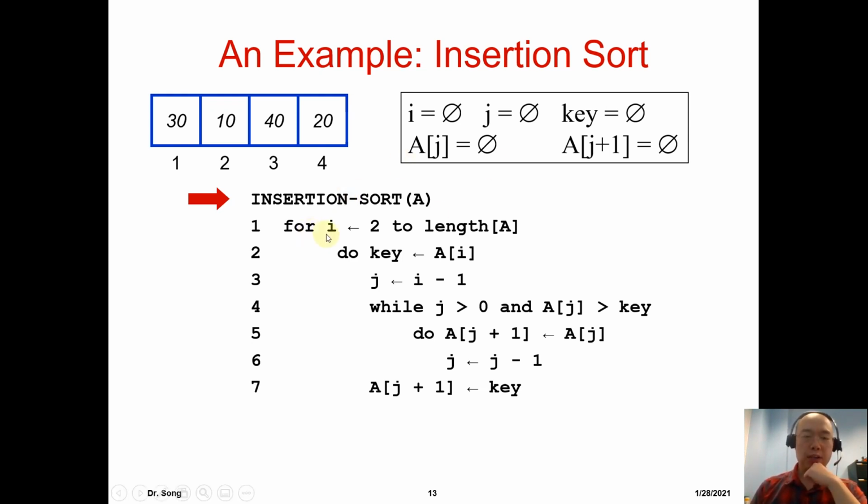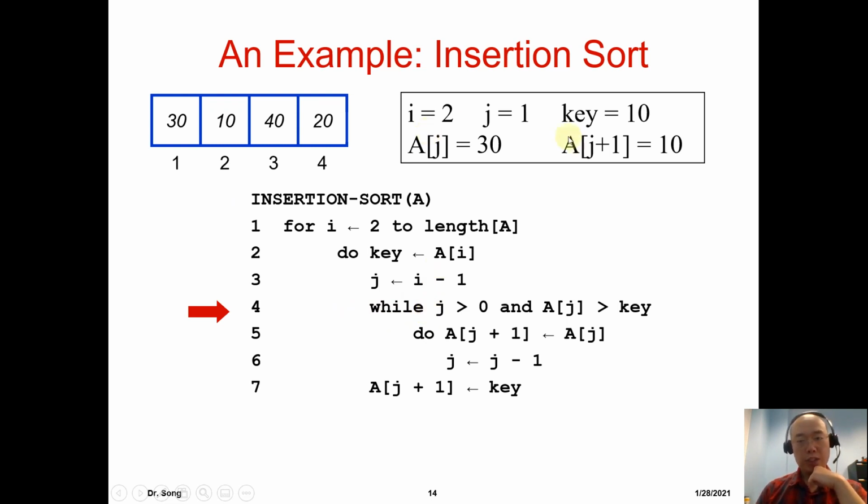At the very beginning we don't have those values, and then we go to the first line, and I will be 2. The A of I, which is A2, will be assigned to the key, so key will be 10. And for J, it is 2 minus 1, so J is 1. Then we will start this part.